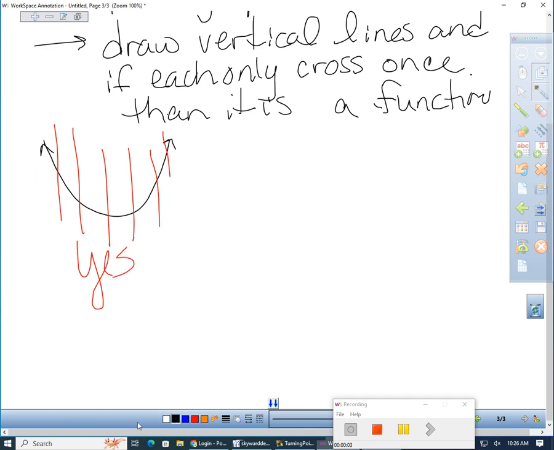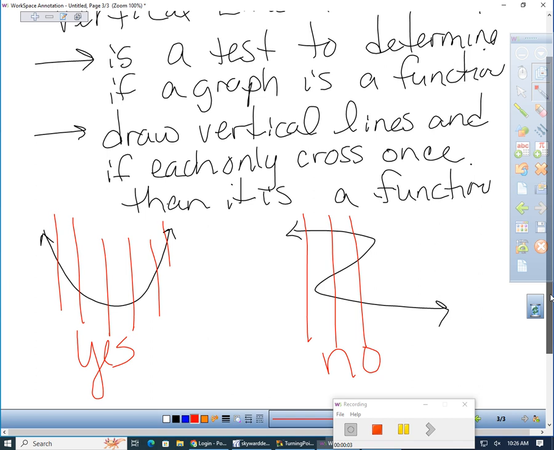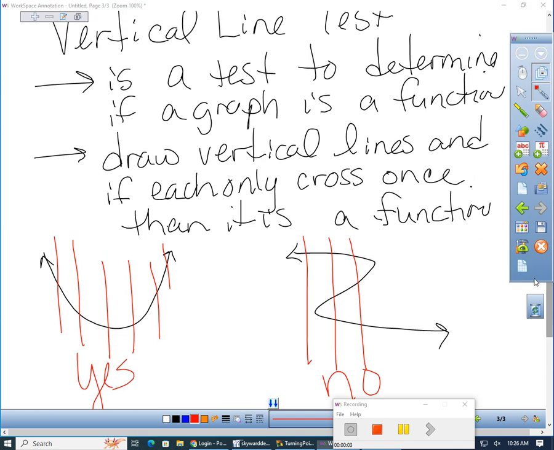Let's say I have something like this. If I draw vertical lines down, this one only crosses once, but what about that one? Crosses more than once, so this is not a function, or we can say no. Okay, so did that clarify that a little bit better? Okay.